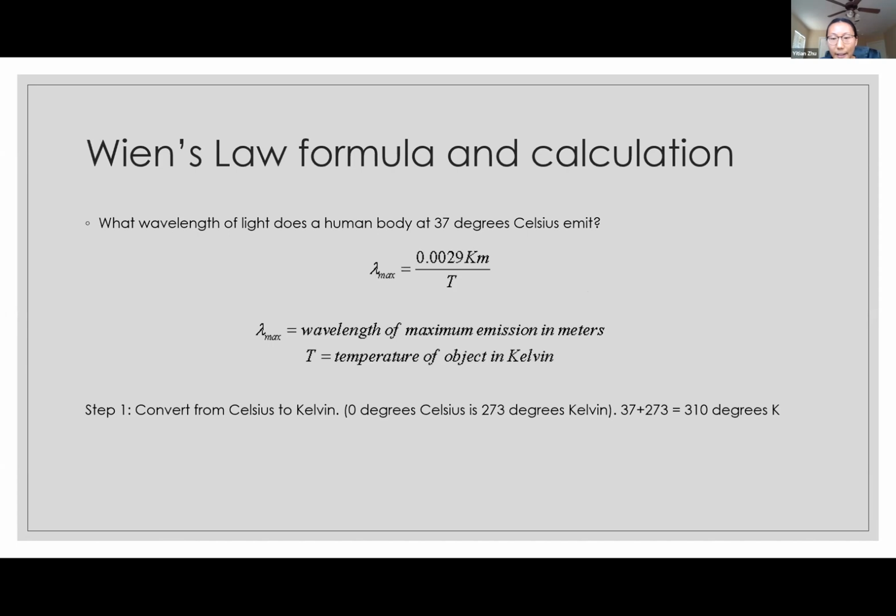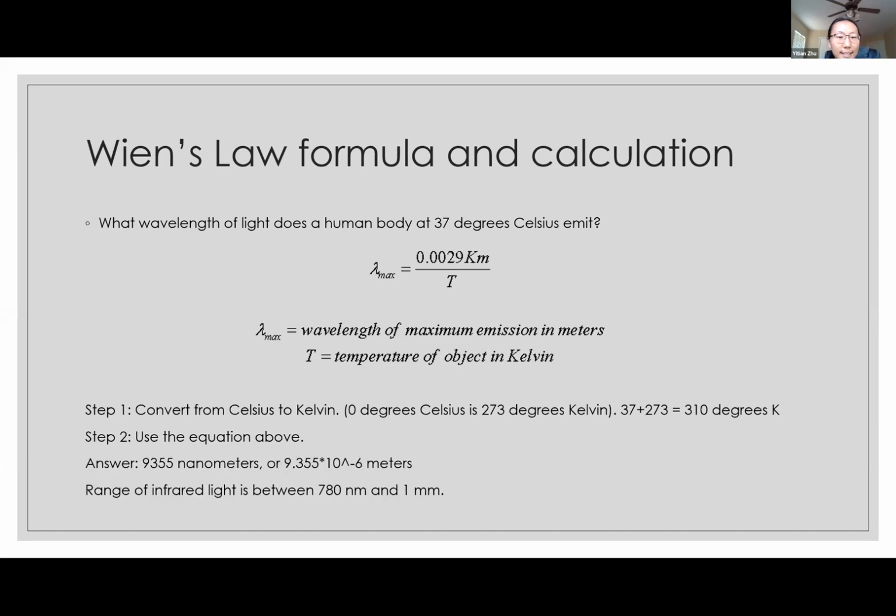So you guys know that you have to convert the Celsius to kelvins. And in the second step, you use the equation above and you plug it in. And so the answer you get is 9,355 nanometers, or 9.355 times 10 to the negative 6 meters. So this was the answer that I saw somebody type in chat, so congratulations. And yes, this is in the range of infrared light. So everybody was saying red, red, red. Well, it wasn't red light, it was infrared light.